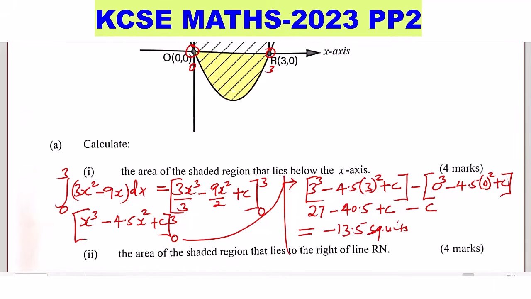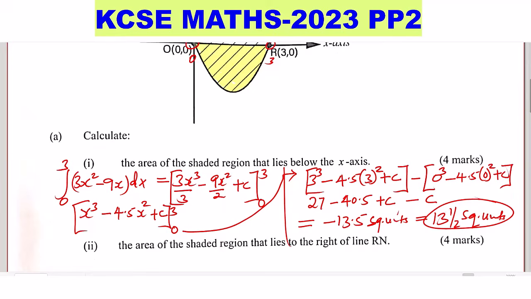That is the area. And since when you're giving the area, you have to give the absolute value, the negative is there to imply that the area is located below the x-axis. So ignore the negative. You can write this one as 13.5 square units. So that is how you're supposed to solve the first part.